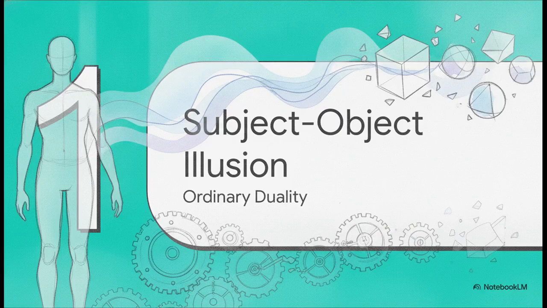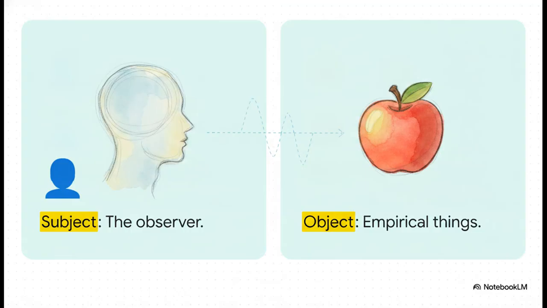All right, let's start with section 1, the subject-object illusion. So before we can actually deconstruct reality, we really need to define the baseline. You know, the everyday reality that we all use without even thinking about it. Our immediate experience captures this perfectly. Right now, in this very moment, there is a subject, which is you, the observer, and there's an object, which is the screen you're looking at, the observed. This is what we call ordinary subject-object duality. It's the absolute default mode of human experience.